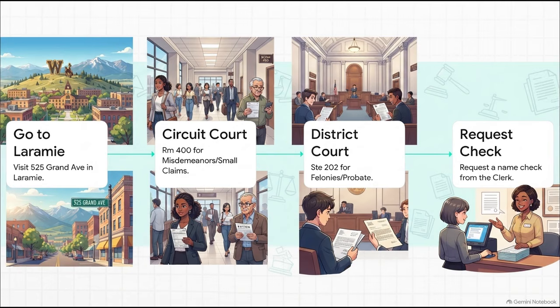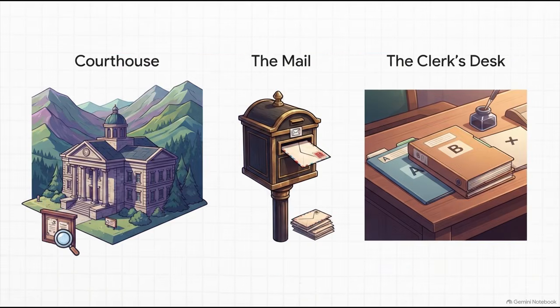Let's say you're looking up an eviction, or maybe a $6,000 small claim. You'd march right up to room 400 for the circuit court. But if you need to research a felony trial or a major civil lawsuit over $50,000, you'll head over to Suite 202 for the district court. Once you're there, you can hop on one of those free public terminals or just request a name check directly from the clerk. Just like New York, Wyoming has its own specific statutory fee structure.